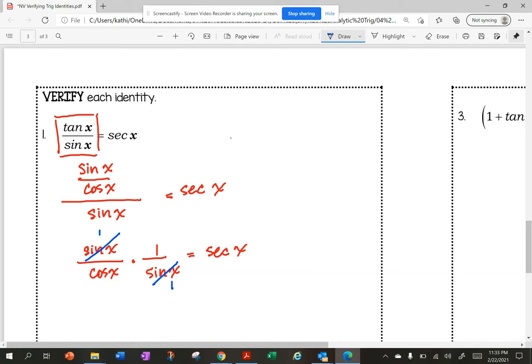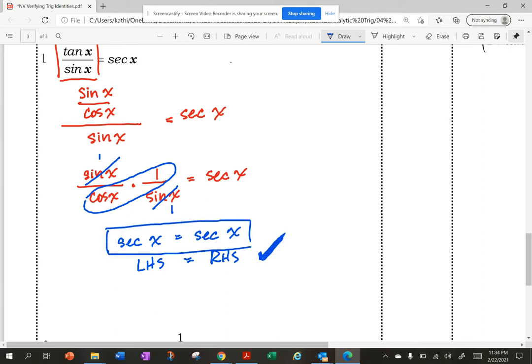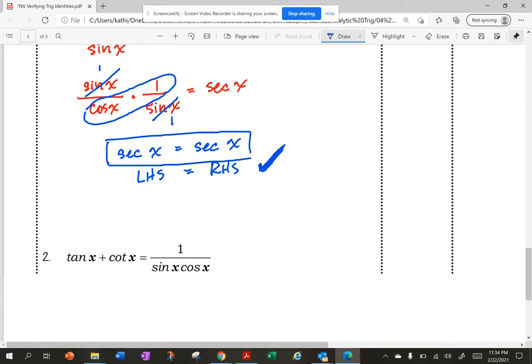And now I'm going to rewrite 1 over cosecant as secant of x. So this is secant of x, and that equals secant of x. So when I get my left side equals my right-hand side, I put a check mark next to it, and that's the symbol that I have been verified. Okay? Well, and number 2. Let's look at number 2.